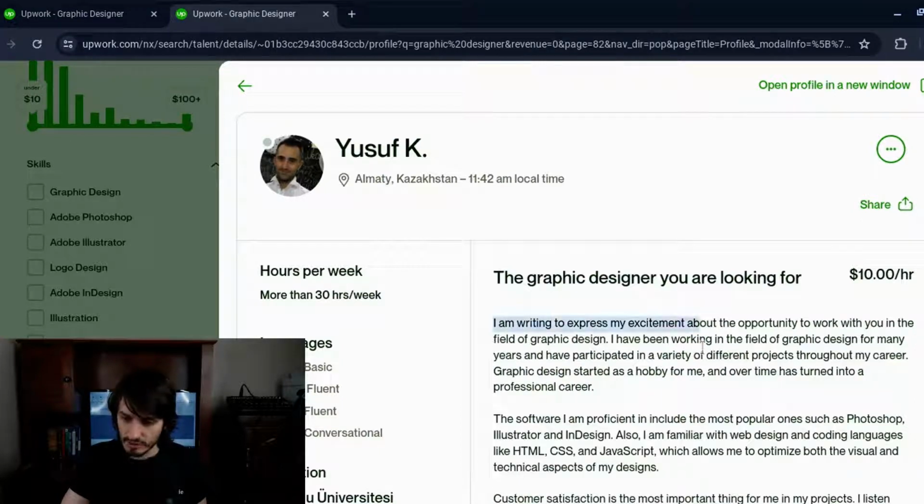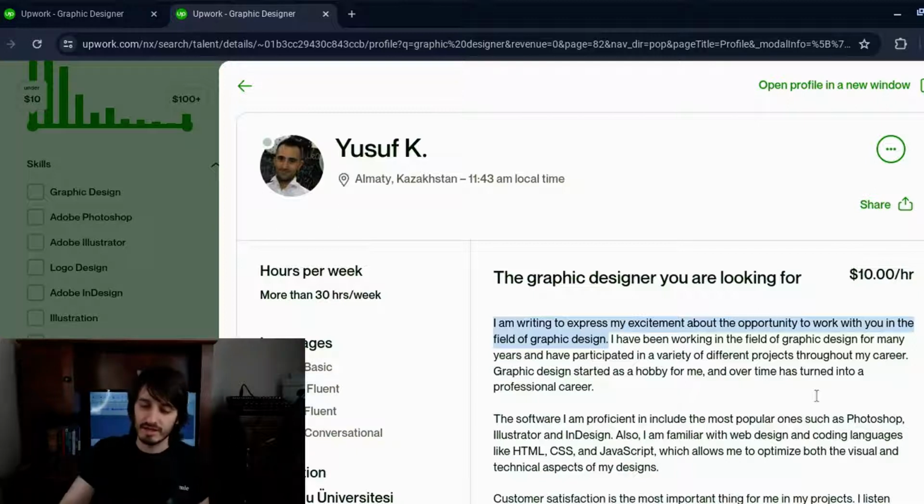I'm writing to express my excitement about the opportunity to work with you. Okay, the client doesn't give a fuck about that, all right? The client doesn't give a fuck about you being excited about maybe having the opportunity. You're too eager. You're not showcasing information that's interesting to the client.